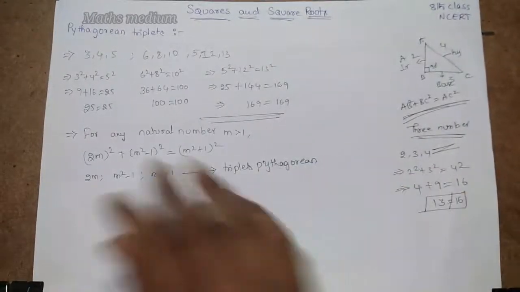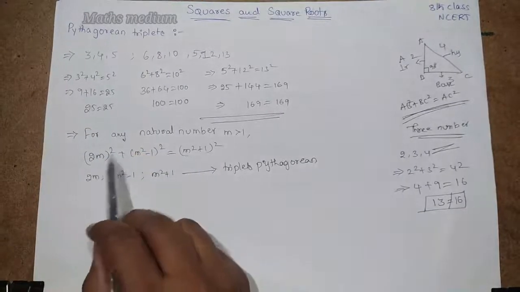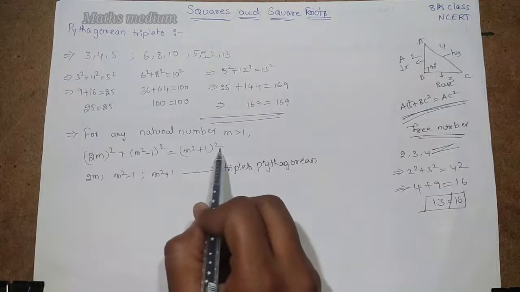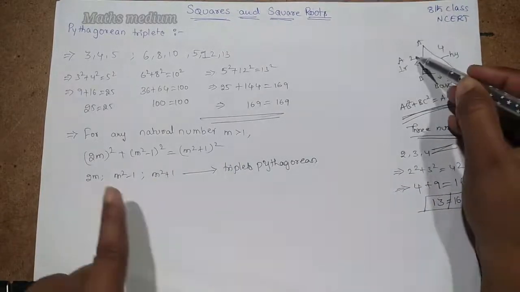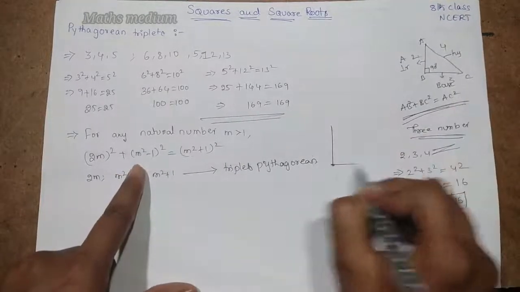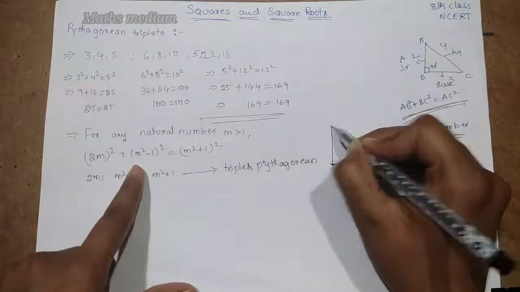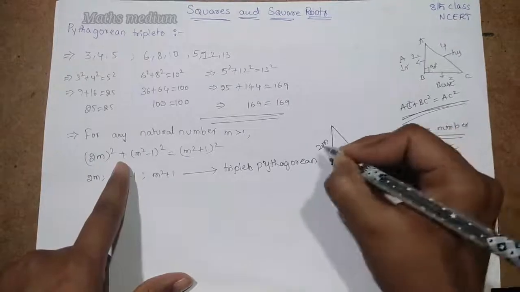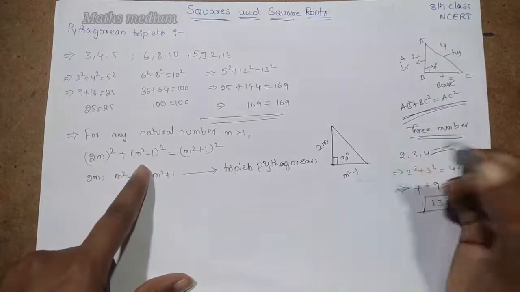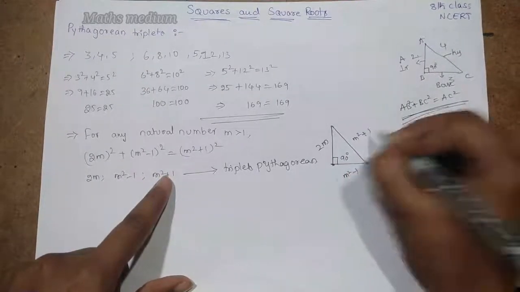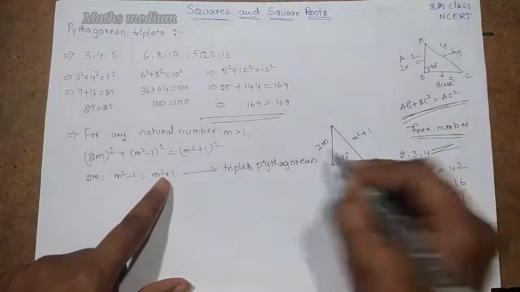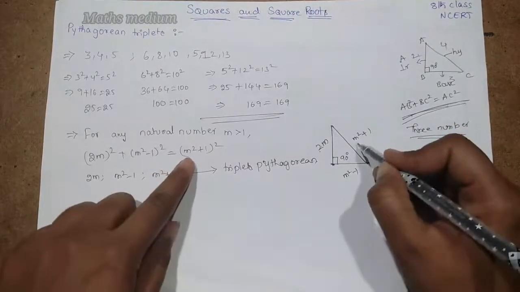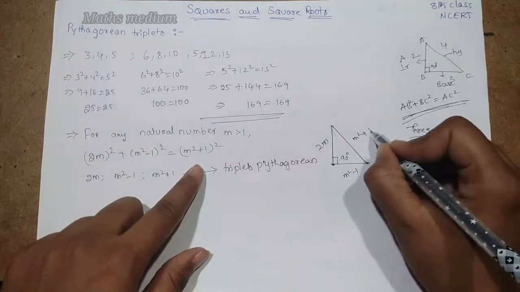Can you understand? I will explain it again. (2m) square plus (m square minus 1) whole square is equal to (m square plus 1) whole square. Let this side be 2m. Like this. See, this is a right angle triangle, 90 degrees. Let this side be 2m, this is m square minus 1, and this is m square plus 1. Based on this formula, (2m) square plus (m square minus 1) whole square is equal to the hypotenuse, that is (m square plus 1) square.